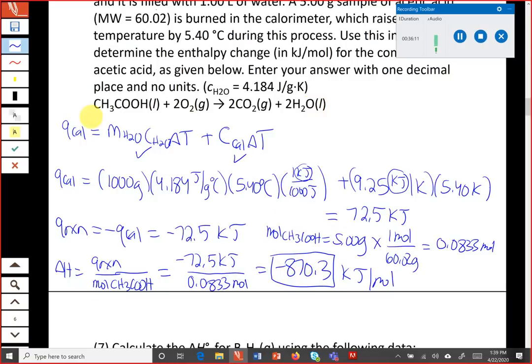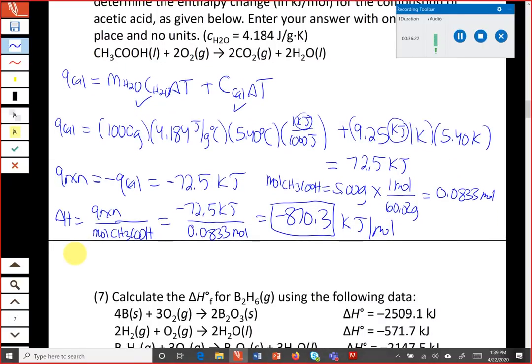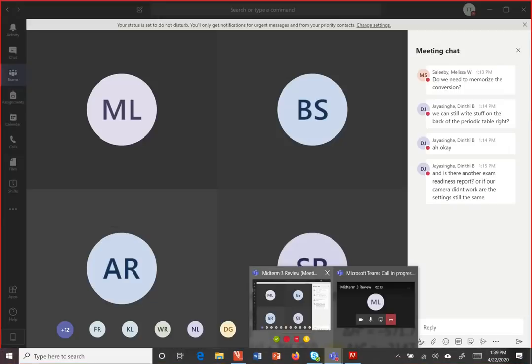So we worked sort of in both directions on these problems. They are related to each other. Hopefully that's more clear now how those are related. All right, so any questions on this topic dealing with calorimetry? There are only 2 problems on the same topic. Haven't seen anything come in.